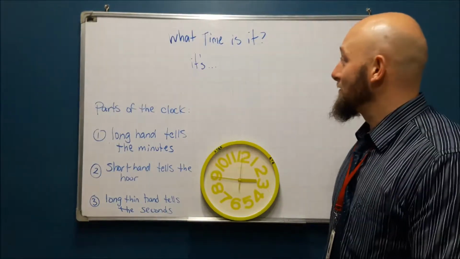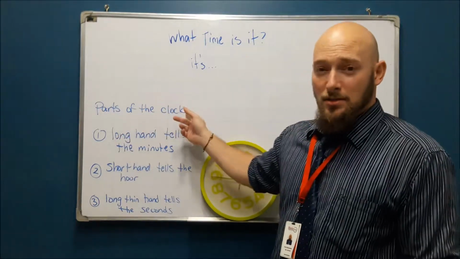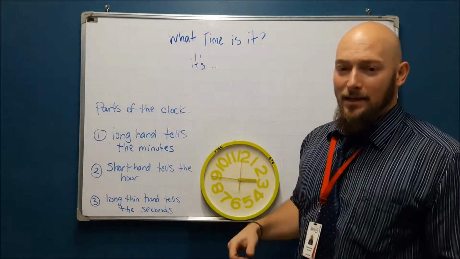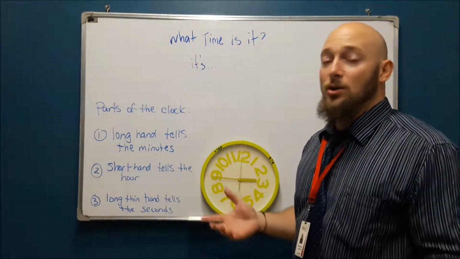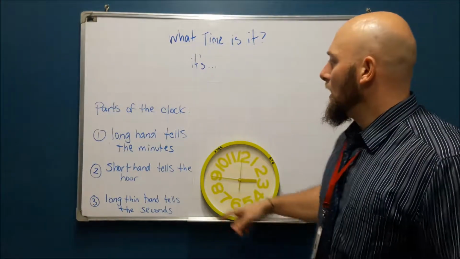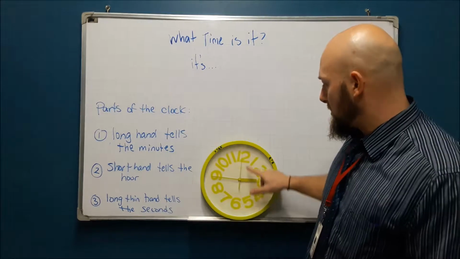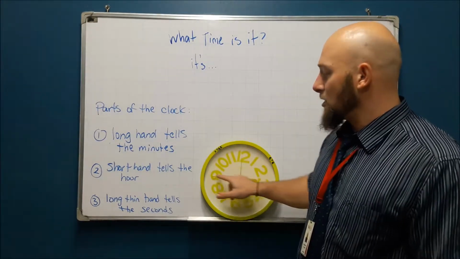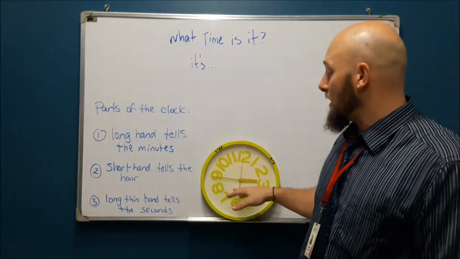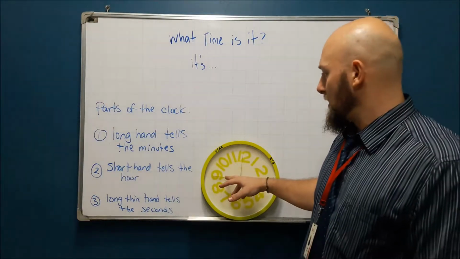Continuing here with lesson 14, what time is it? We're looking at parts of the clock. Okay, we have three different hands. They're known as hands. Number one is the long hand, which is right here. This tells you the minutes. Okay. So in this clock right now, it is pointing at the 45th minute of the hour.